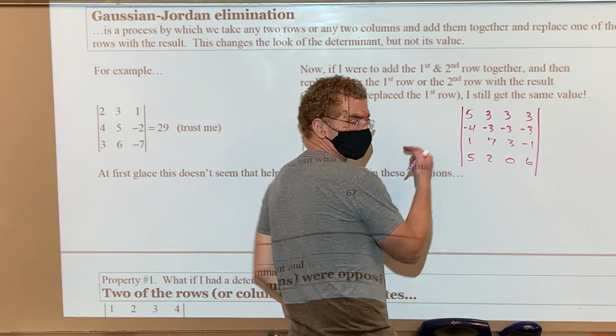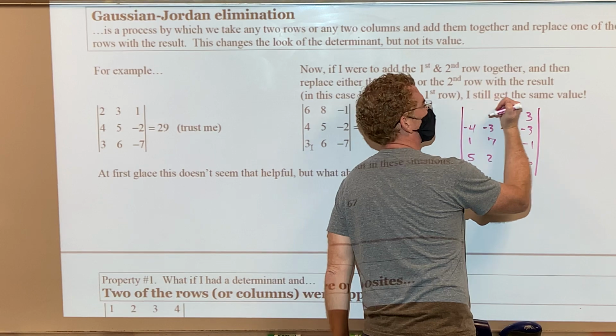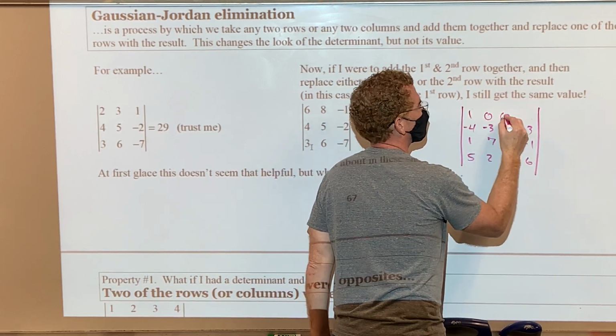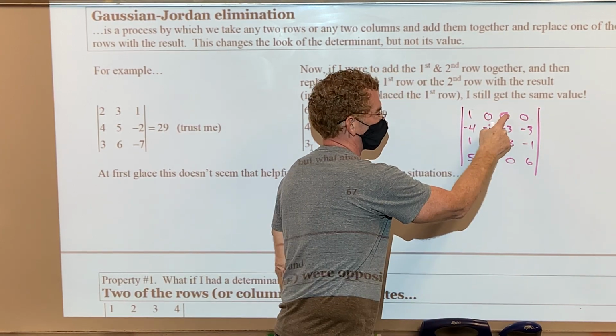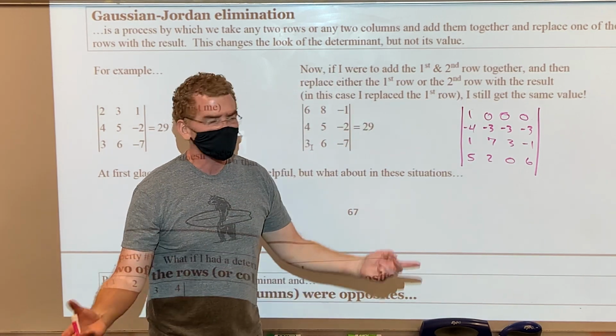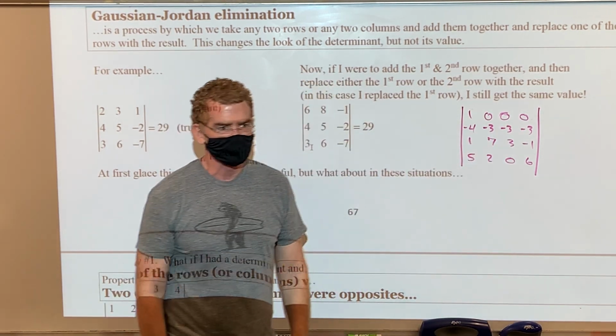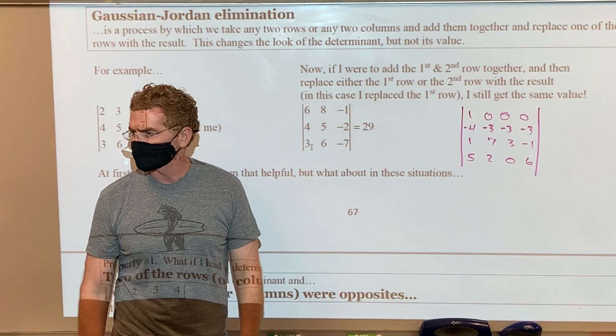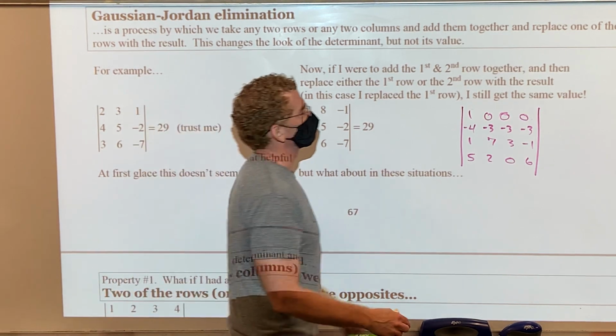Does that make sense? And then replace one of the rows with the result. Now what do I have? Now I just have to do 1 3x3. And it really made my work easy, right? Yeah. And sometimes you even see stuff like this.